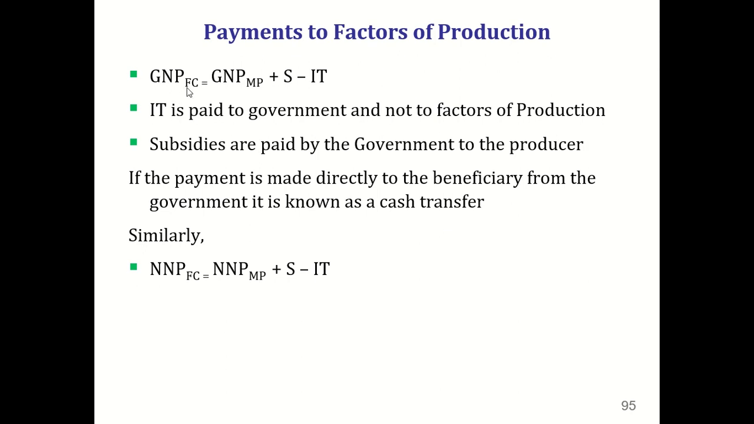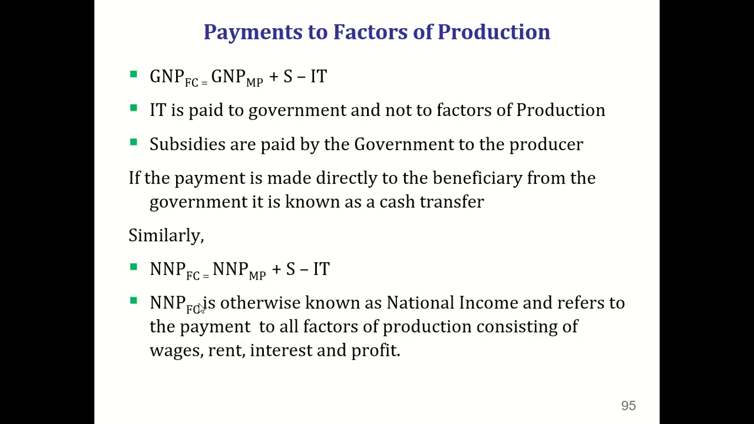If you see, GNP at factor cost was GNP at market prices plus subsidies minus indirect taxes. So we know that GNP at factor cost minus depreciation will be NNP at factor cost. And another way to put it is NNP at factor cost is nothing but NNP at market price plus subsidies minus indirect taxes. And you would have come across the term national income. And national income is not GDP. Please remember, national income is technically representing the NNP at factor cost, which refers to the payment to all factors of production consisting of wages, rent, interest, and profit.